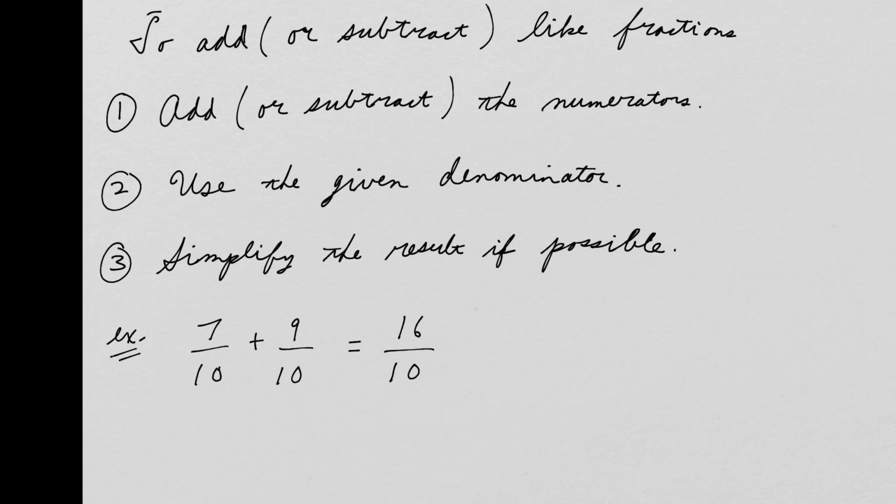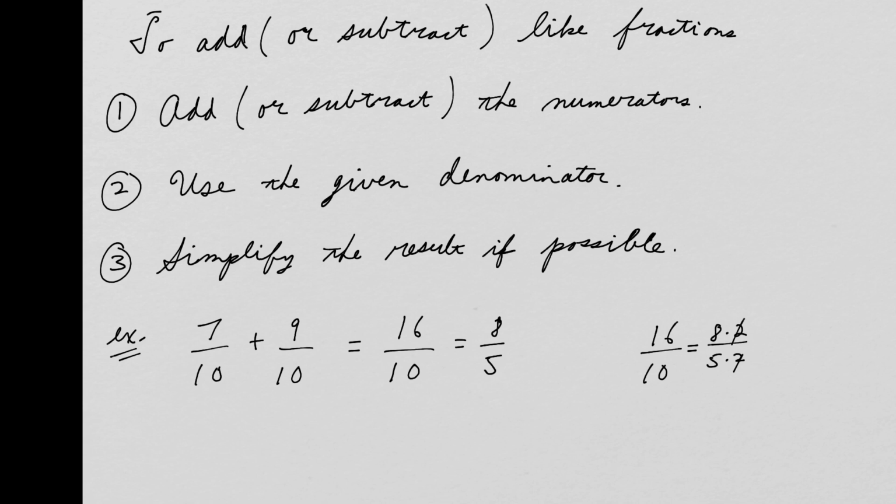And of course, this can be simplified. You could take out a factor of 2 over 2. If you think about it, 16/10 could be written as 8 times 2 over 5 times 2. So I can cancel 2 over 2. So this is just the same as 8/5. And that would be the answer.